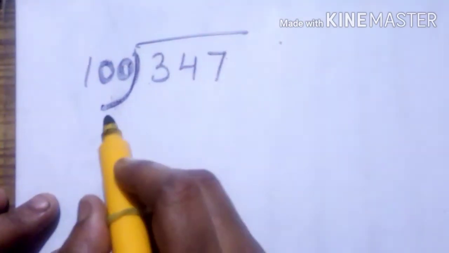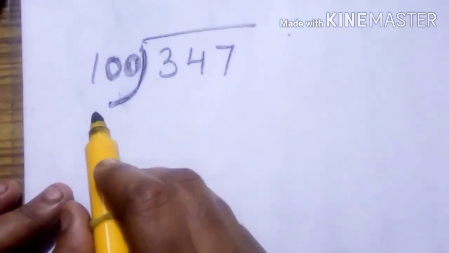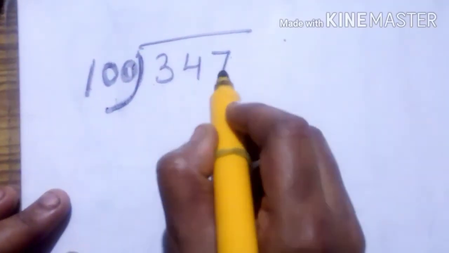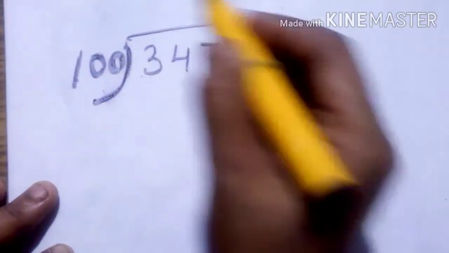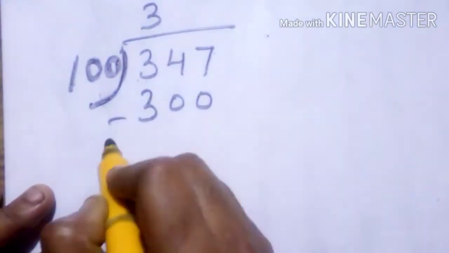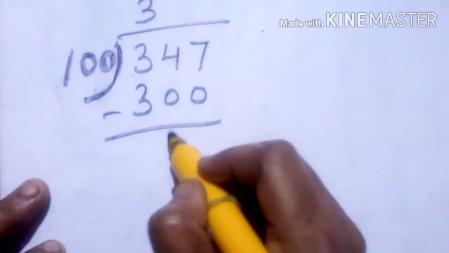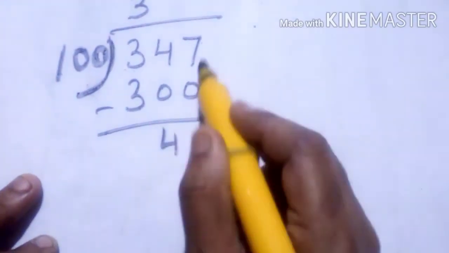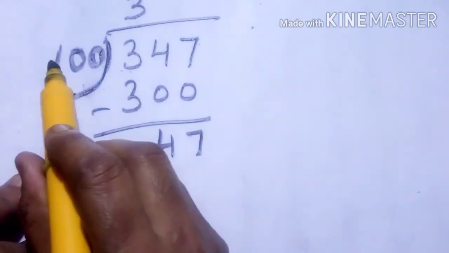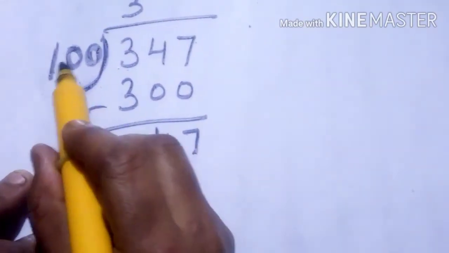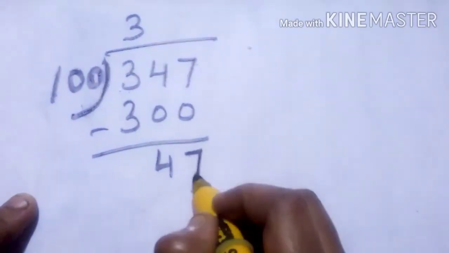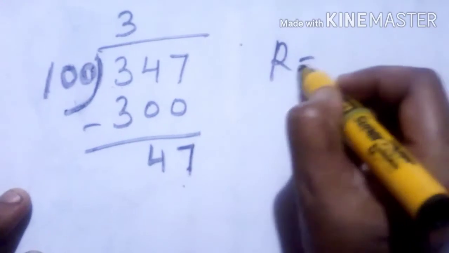Next is division by 100. When you divide 347 by 100, 3 times, okay, 3 times 100 is 300. When you subtract, you get 4, 7 minus 0 is 7, 47. Now it will not go because 47 is less than 100. So the remainder is 47.